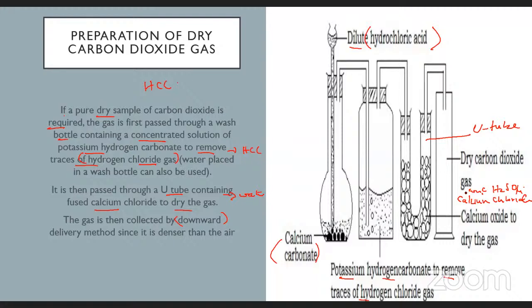Then once the gas is dried, it is collected by downward delivery. And we are saying it is because the gas is denser than air. In other words, when the gas is being collected, it goes downwards. It goes downwards like that.